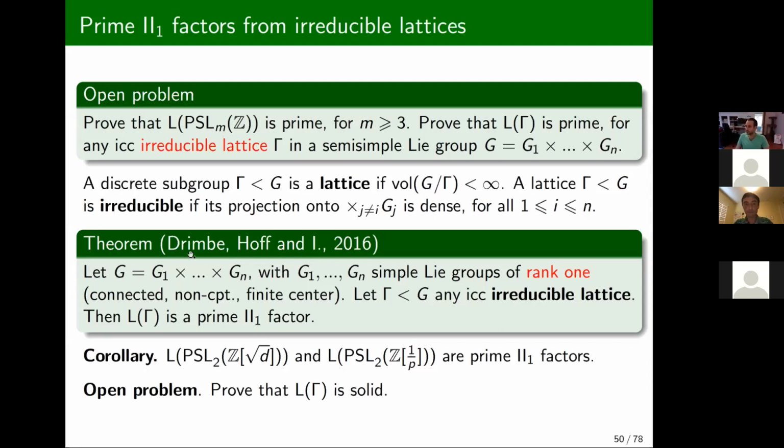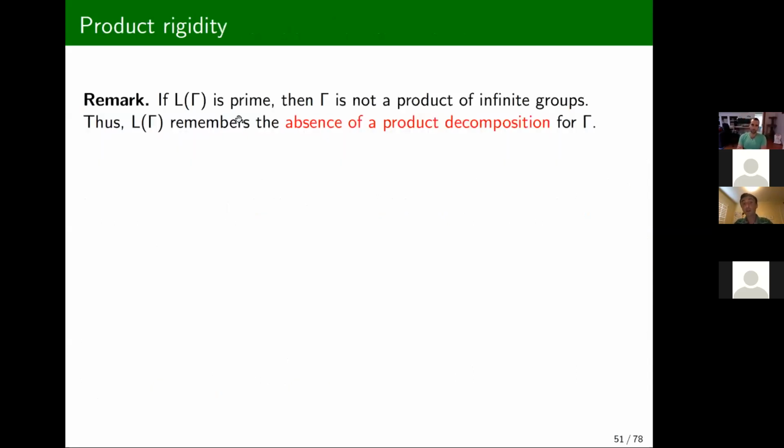All right, so on the last couple of slides, I told you about some primeness results. So these give groups such that L of gamma is a prime II_1 factor. And let me emphasize how this ties in with our theme here of rigidity for group von Neumann algebras. So if L of gamma is prime, then, as I remarked before, gamma cannot be the product of 2 infinite groups. So in some sense, you can view this as L of gamma remembering that gamma is not a product group. It remembers the absence of a product decomposition for gamma.